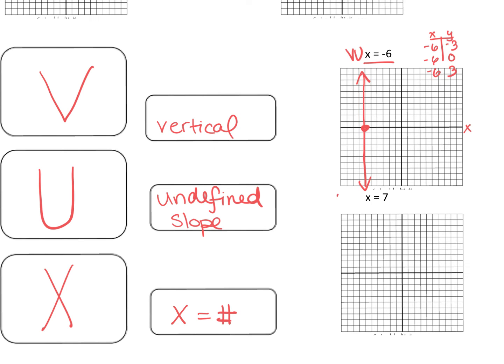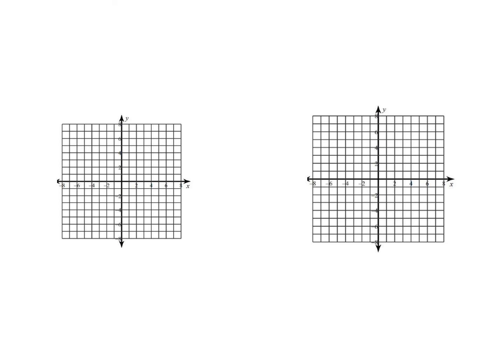X equals 7. Again, HOY VUX, it's got the x, so I go to 7 on the x-axis, and I'm going to draw a vertical line through that point. Something that's kind of important to note is any equation in the form of x equals would not be a function because it would fail the vertical line test. Hopefully this little trick will help you speed up graphing horizontal and vertical lines.